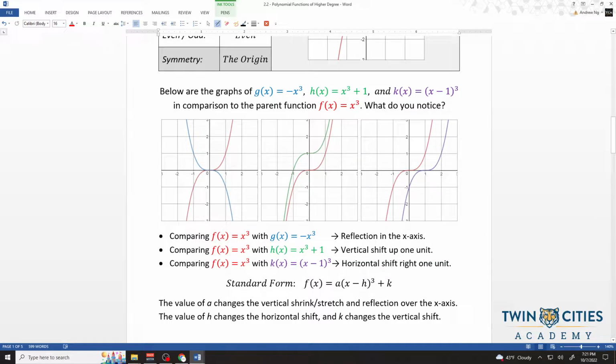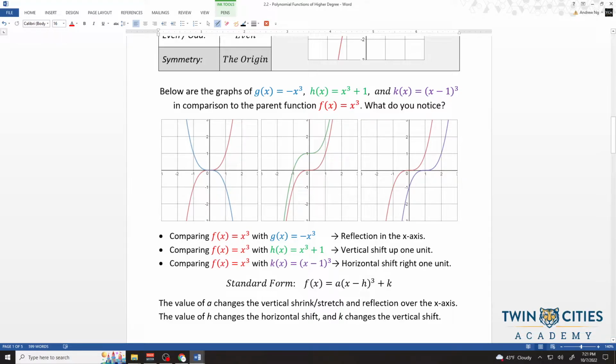So in all three of these graphs, I've done the parent function in red. That's just f of x equals x to the third. And this blue one is negative x to the third. What do we notice? Well, we've got a reflection here. This is going to be a vertical reflection. So what was down here is now going to be up here. What was up here is now going to be reflected downward.